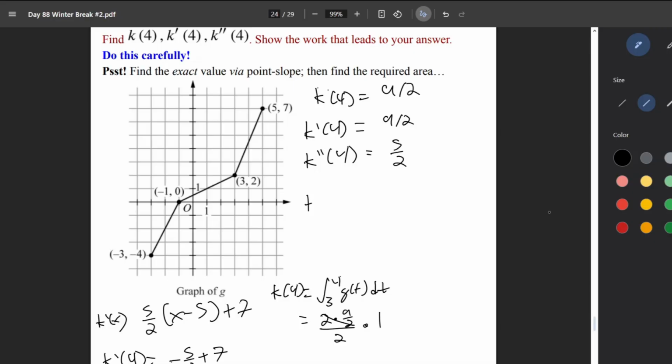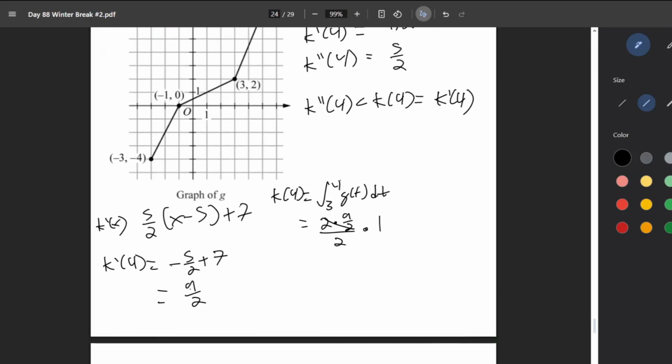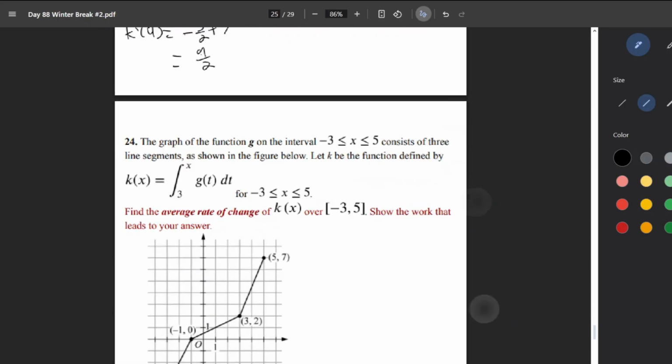So we have k dash of 4 is less than k of 4 equals k. That's the first time I've seen that, so I might be wrong. Not too sure though. Yeah, someone will have to check me on that. Anyway, I have to move on.